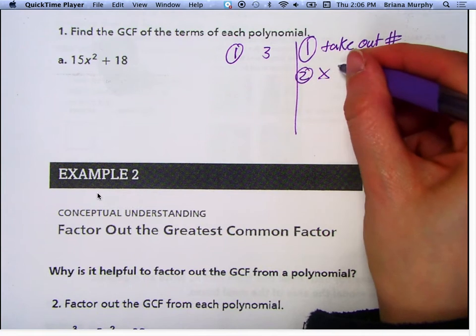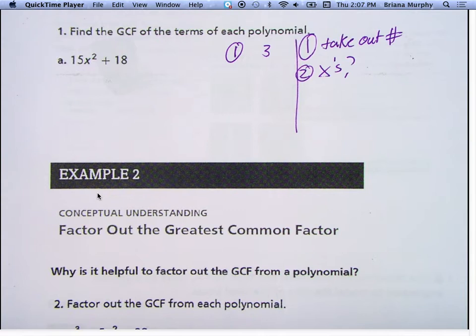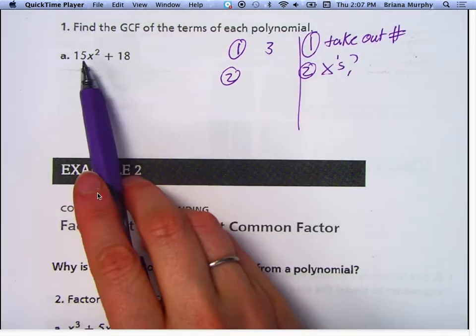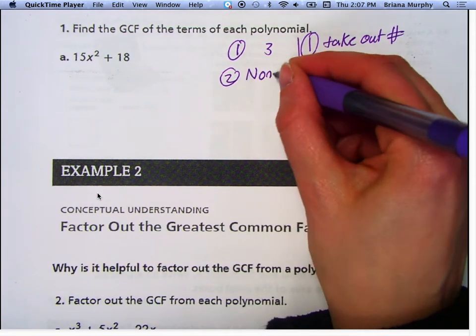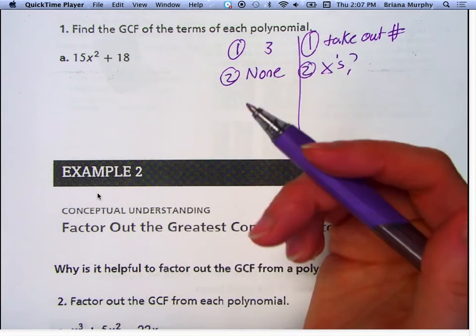When you say biggest number, is that just the greatest common factor? Yeah, greatest common factor. Okay, is there an x for both terms? No, so there's no x's. See how there's none for this one? So I can't take anything out of it.